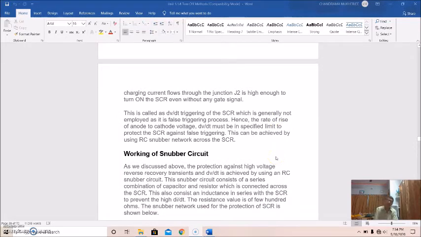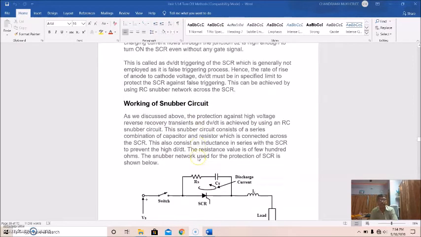When we discussed the different turn on methods, we talked about this DVDT triggering method of SCR, which is generally not employed as it may cause false triggering of the SCR. The rate of rise of anode to cathode voltage, DVDT, must be within the specified limit to protect the SCR against false triggering. This can be achieved by using an RC snubber across the SCR.